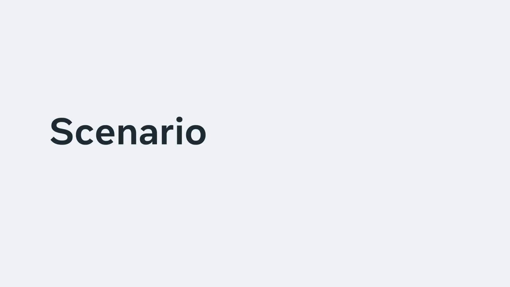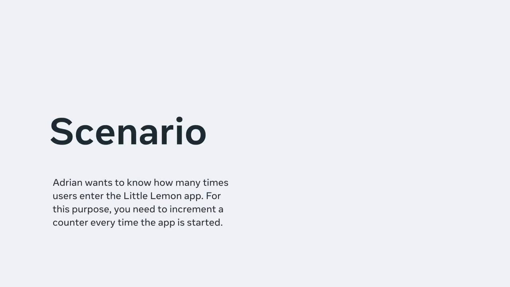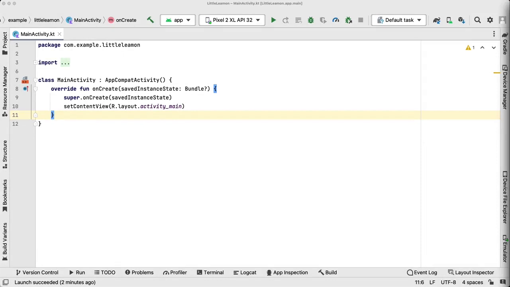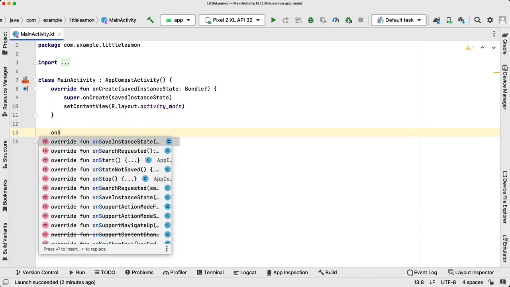In this video, you will learn how to use shared preferences to persist and restore data. Adrian wants to know how many times users entered the Little Lemon app. For this purpose, you need to increment a counter every time the app is started. So let's find out how to get that done. Every time a user enters the app, they trigger the onStart function of the main activity. This is the perfect place to perform the count.